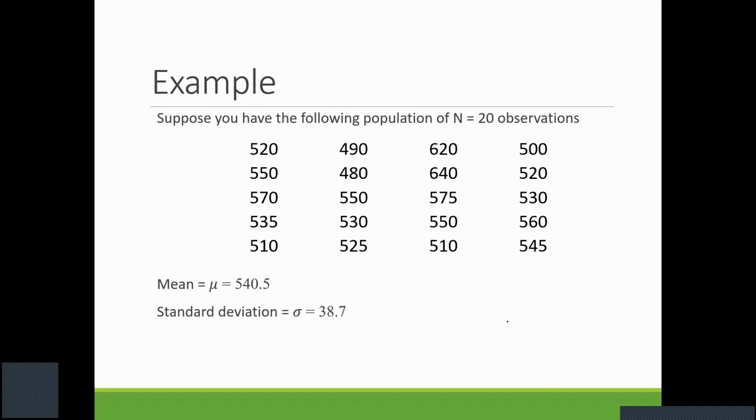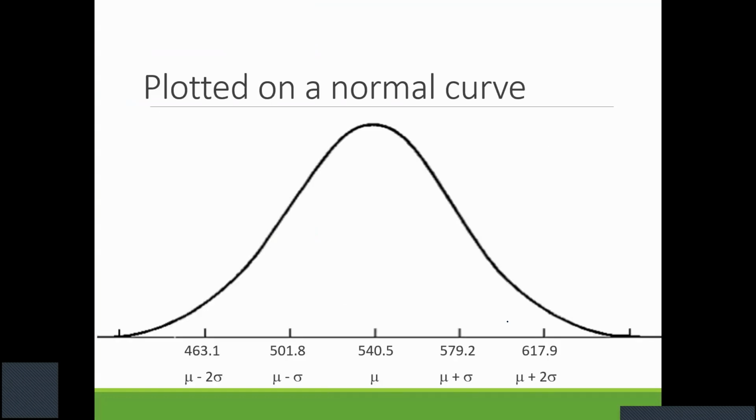So here's an example. You have a population that only has 20 observations. Here are the 20 observations, and the mean of these, mu, is 540.5, and the standard deviation is 38.7. If we plot this on a normal curve, remember we can go up and down 1 and 2 and even 3 standard deviations. This is what it would look like. So plus or minus 2 standard deviations goes from 463.1 to 617.9.